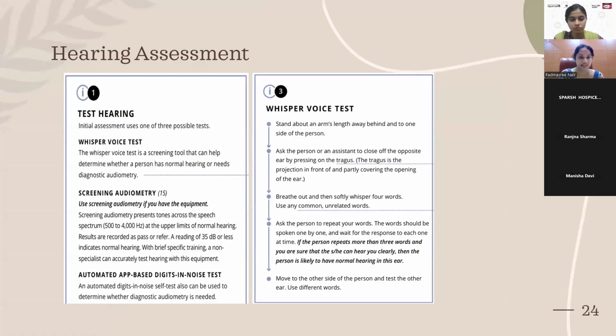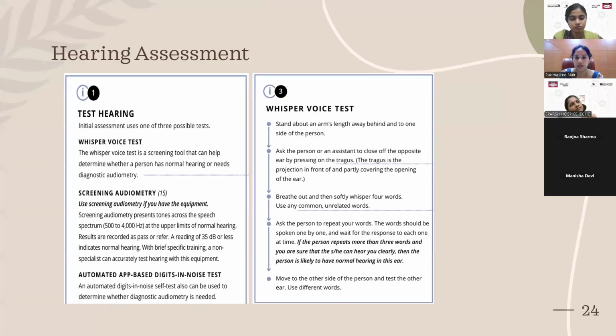Coming to the hearing assessment, as I said earlier, we do have screening audiometry tests, which can be done. These are objective tests. And then we have the OPD screening test that we use, which is the whisper voice test. So how do you do the whisper voice test? It is by standing behind the patient at about one arm's distance and a little to the side that we're testing.